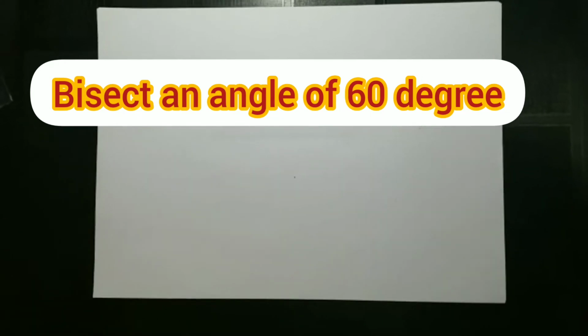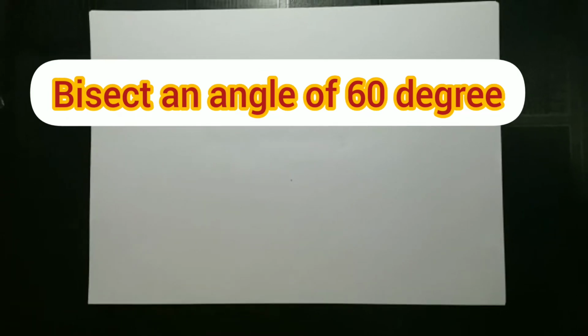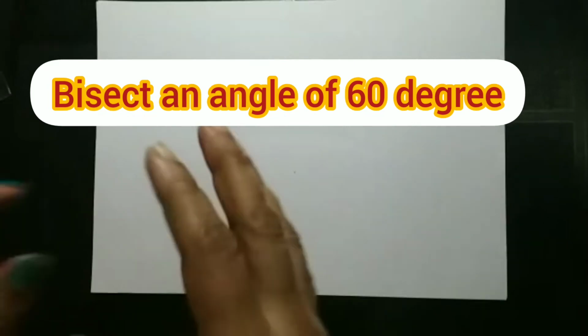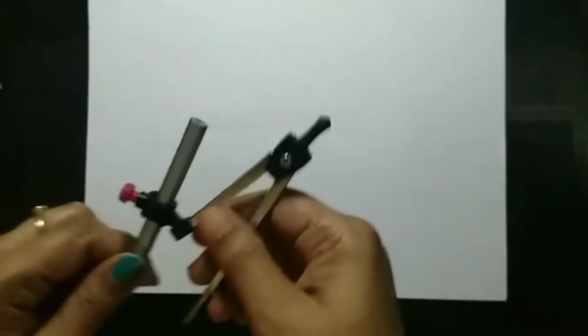So first we have to understand what it means to bisect an angle. Bisecting an angle means we have to divide the angle into two equal parts. Okay. So here we are going to bisect using a compass and scale.